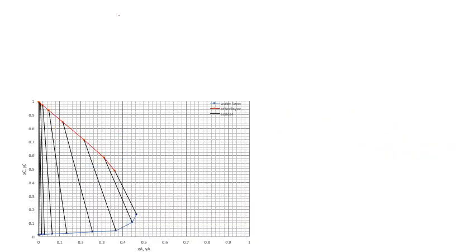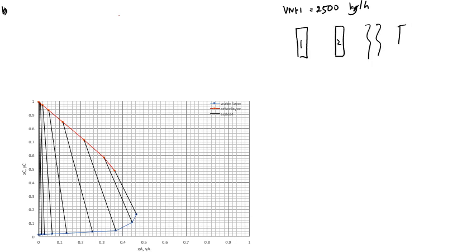So the next question, question B, is that when you already specified Vn plus 1 equals 2500 kg per hour, and now you want to find the number of stages. Okay, so you have stage 1, stage 2, and so on until stage n. So you have here L naught with XA naught is 0.3 and L naught is 1000, XC naught is 0. Here Vn plus 1 is 2500, Ya n plus 1 is 0, Yc n plus 1 is 1.